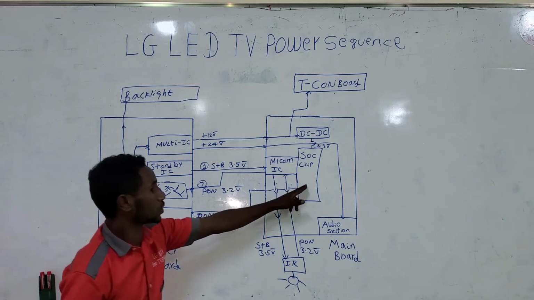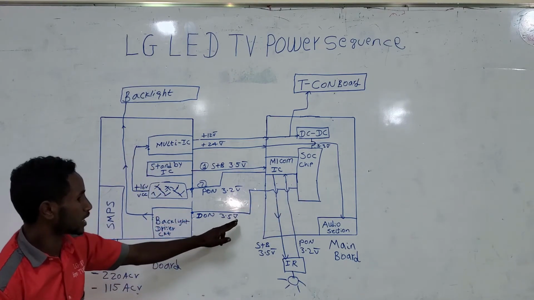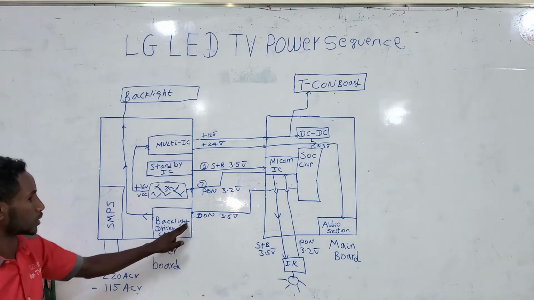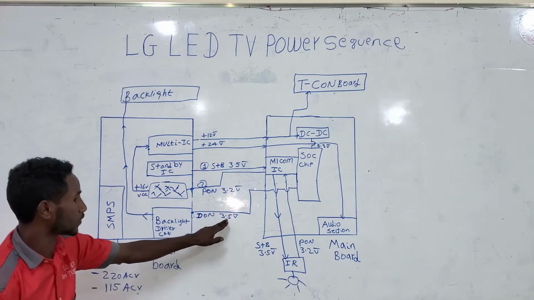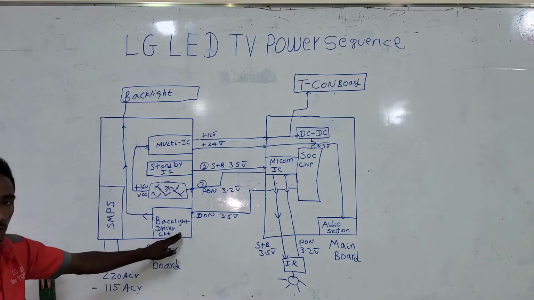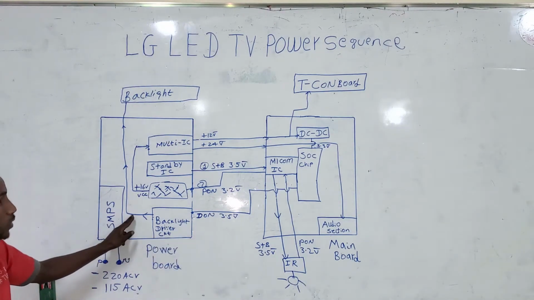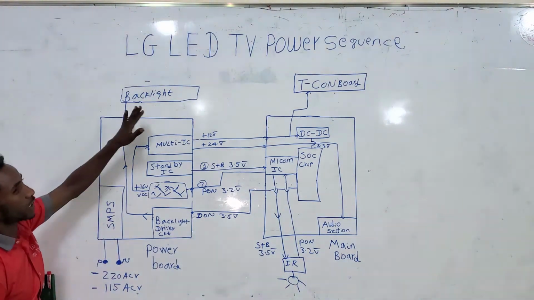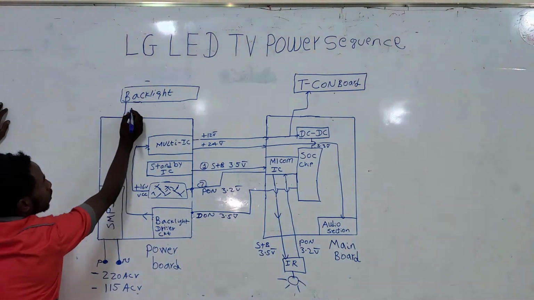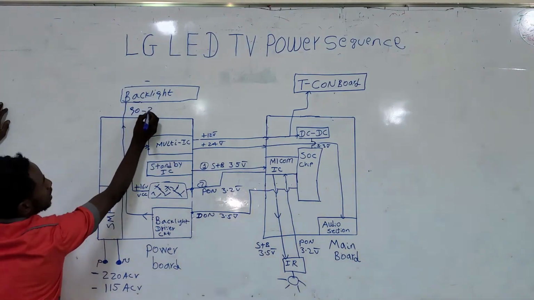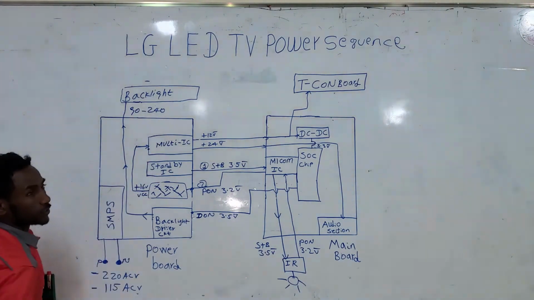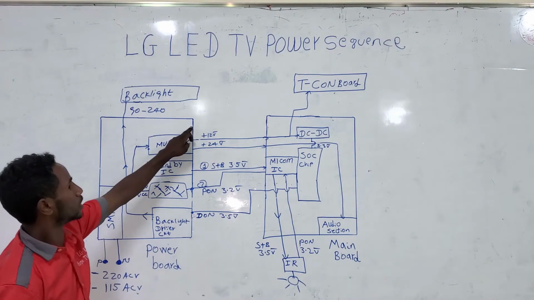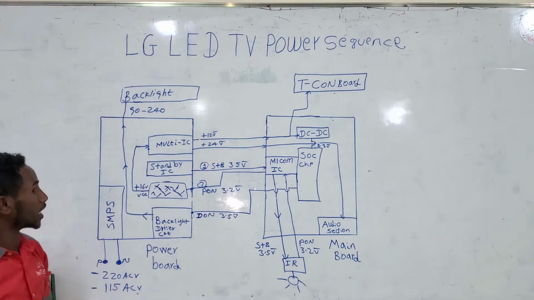So the SOC chips will give us the drive on signal. This signal helps us to turn on the backlight driver circuit. When the backlight driver circuit receives the drive on signal, then it gives us output voltage for the backlight. By the way, our backlight voltage for the LED model is from 90 to 240 voltage, right?